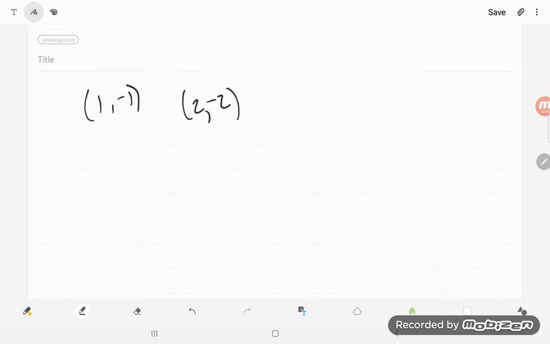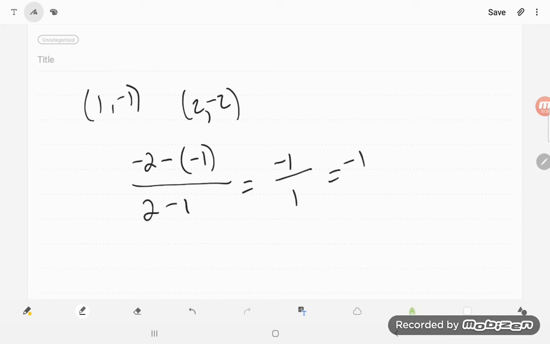So first we need a slope, and so the slope, I can do my minus 2 minus, now be very careful, minus a negative 1, and then divided by the 2 minus 1 for the x's. And so that's a minus 2 plus 1. That makes that a negative 1 over 1. Okay, so our slope is just negative 1.